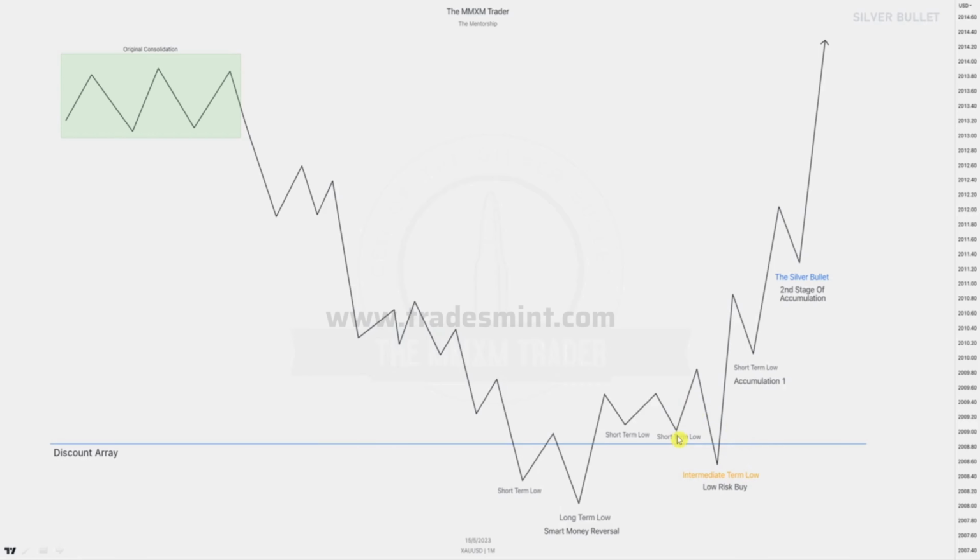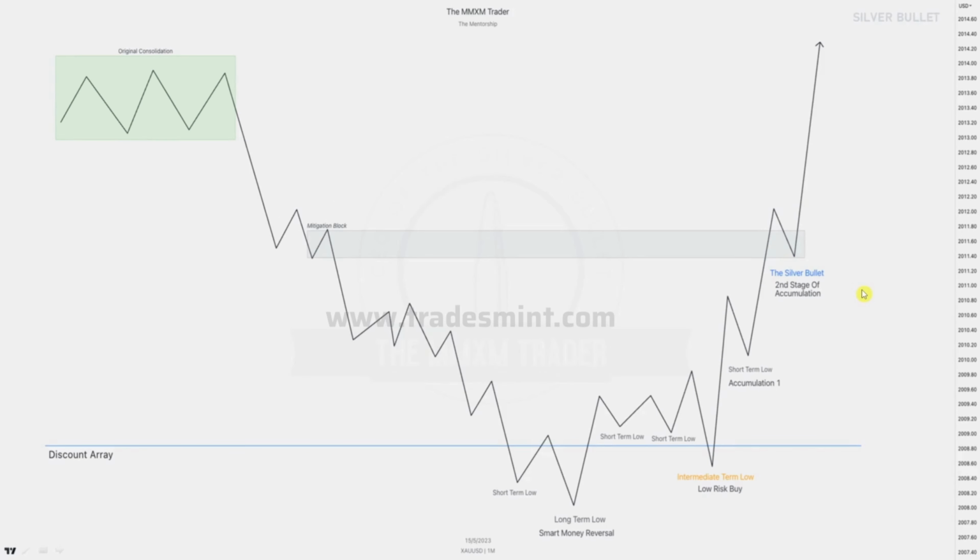So remember, you need to have a short-term low to the left of it and a short-term low to the right of it. Accumulation phase number 1 happens over here, then we expand higher again, and then the silver bullet is forming, which is the second stage of accumulation.